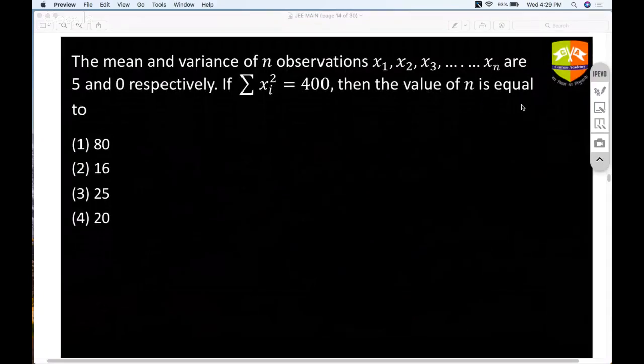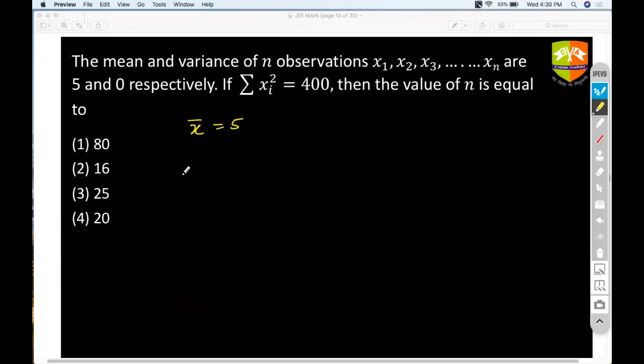The mean and variance of n observations x1, x2 till xn are 5 and 0. So x bar is 5 and variance is 0. Summation of xi square is 400. Find the value of n.